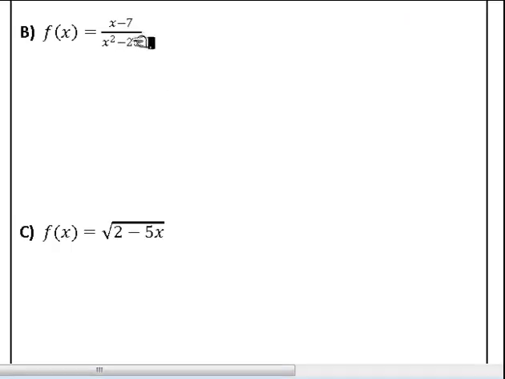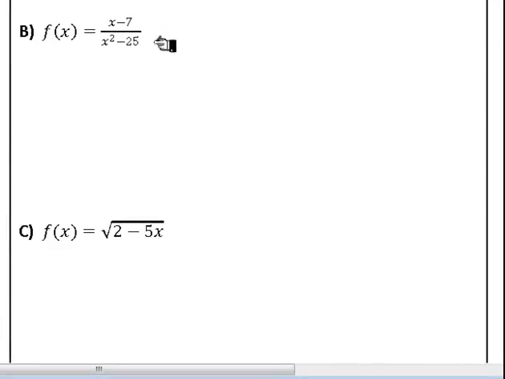In 5b, again, we're finding the domain. And once again, we have a denominator, so we want to make sure that the denominator is never 0. In other words, we don't want to substitute in an x value that makes the denominator 0. So when is x squared minus 25 equal to 0? Well, in order to see that, we have to first factor the denominator. So let's do that.